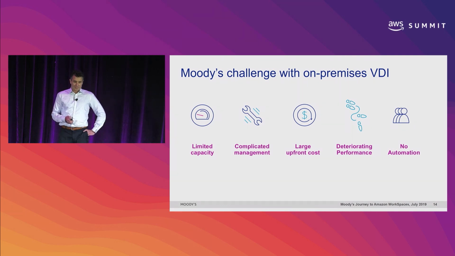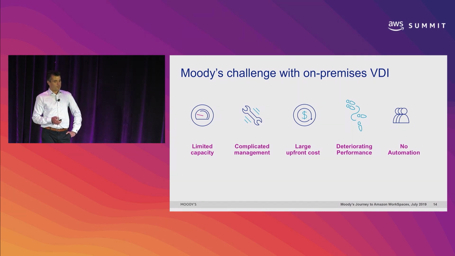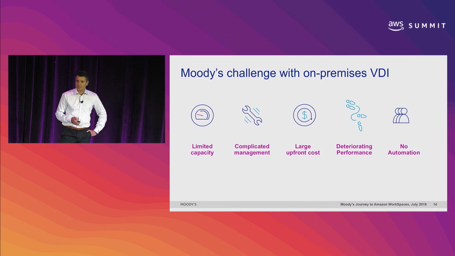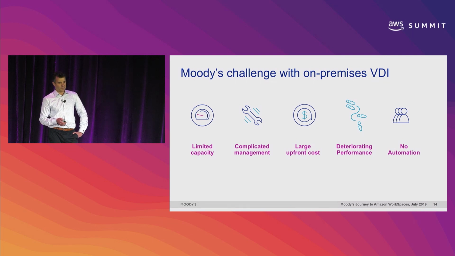All right, let us start with where we were before Moody's journey with WorkSpaces actually began. And that was more than a year ago. We were running up to 3,000 VDIs on an on-premises infrastructure for users in 40 countries and on 4 global data centers. Today, only two of these VDI farms are left. The other 2 VDI farms we could migrate to the cloud already.